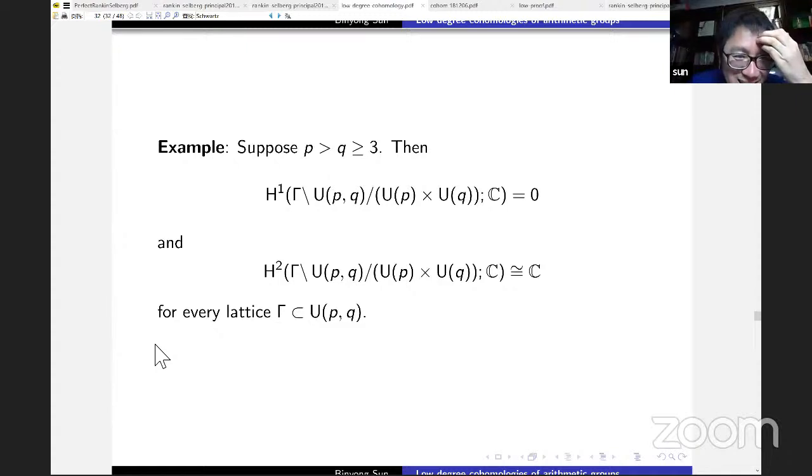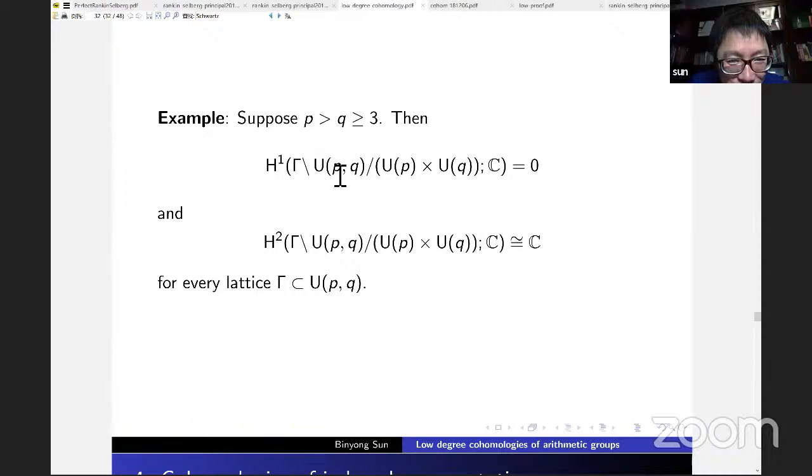Let me give another example. I'm not sure whether this is previously known or not. Maybe it's known. So we can consider the group U(p,q) mod U(p) times U(q), modulo an arbitrary lattice gamma. Here p is larger than q and larger than or equal to 3. In this case, we know every lattice in this group is an arithmetic lattice. So we apply the isomorphism of the Borel map. We know for this space, the first Betti number is zero, and the second Betti number is one, just one dimensional. So in particular, the second Betti number of this space is independent of gamma. This looks interesting.